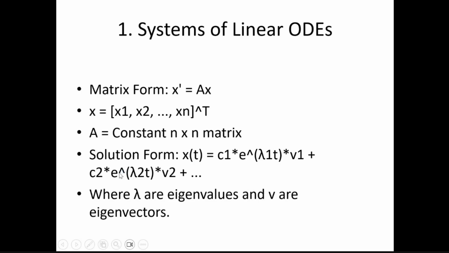Now we look into systems of linear ODEs. What is a system of linear ODEs? Matrix form: x' = Ax. x is a vector like this, and A is a constant n by n matrix. The solution is of the form x(t) = c1 e^(λ1 t) v1 + c2 e^(λ2 t) v2 + ... The λ are eigenvalues and the v are the eigenvectors.